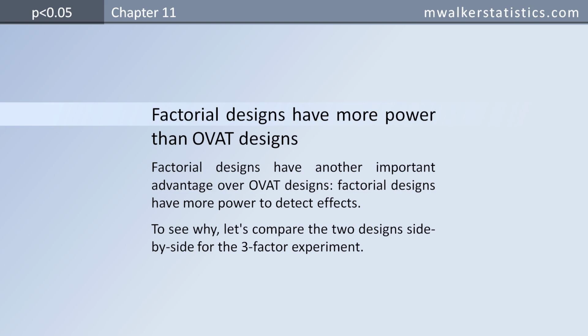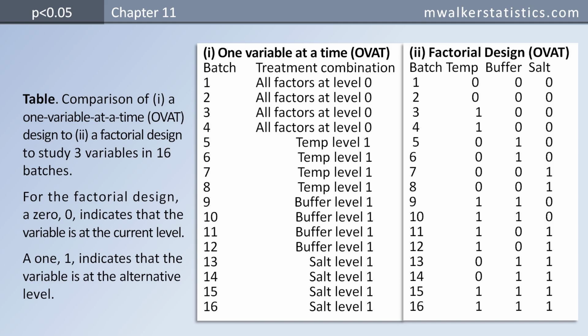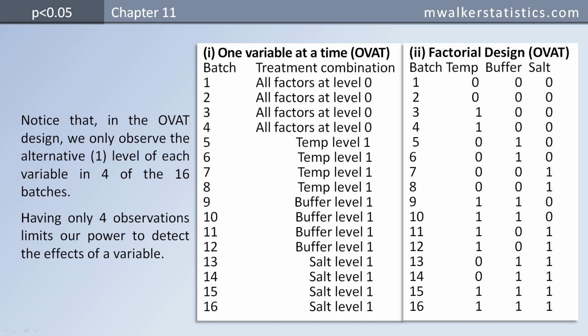Factorial designs have more power to detect effects. To see why, let's compare the two designs side by side for the three-factor experiment. Comparison of a one variable at a time design to a factorial design to study three variables in 16 batches. For the factorial design, a 0 indicates that the variable is at the current level. A 1 indicates that the variable is at the alternative level. Notice that, in the OVAT design, we only observe the alternative level of each variable in 4 of the 16 batches. Having only 4 observations limits our power to detect the effects of a variable.